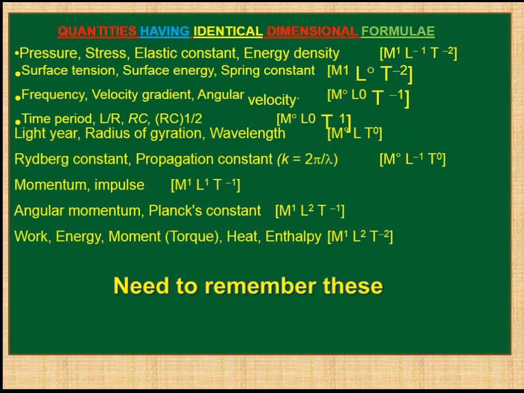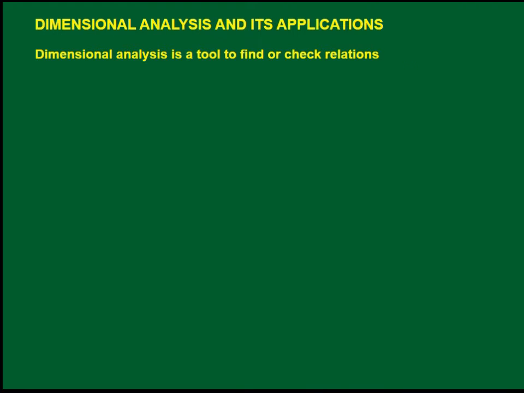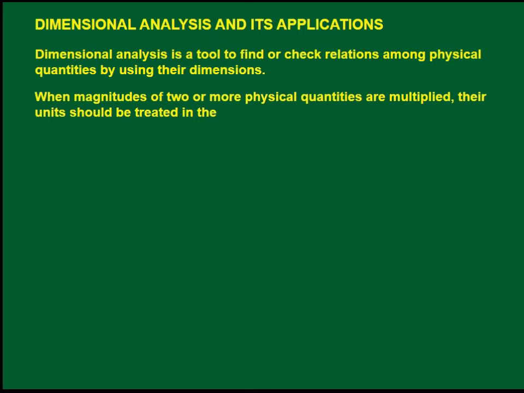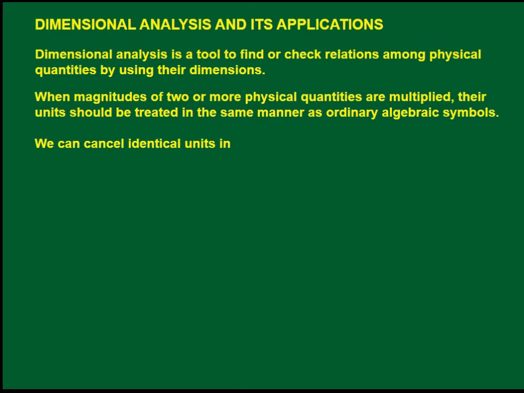Now, dimensional analysis and its application. Dimensional analysis is a tool to find or check relations amongst the physical quantities by using their dimensions. When magnitudes of two or more physical quantities are multiplied, their units should be treated in the same manner as ordinary algebraic symbols. We can cancel identical units in the numerator and denominator. Similarly, physical quantities represented by a symbol on both sides of a mathematical equation must have the same dimension. This has got a name also. This is called the law of homogeneity.